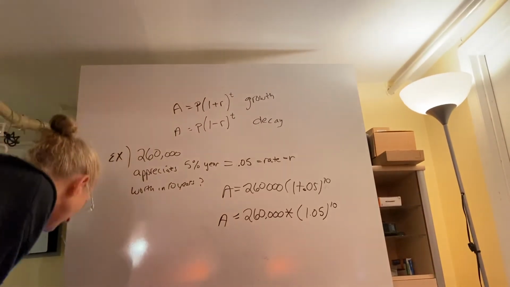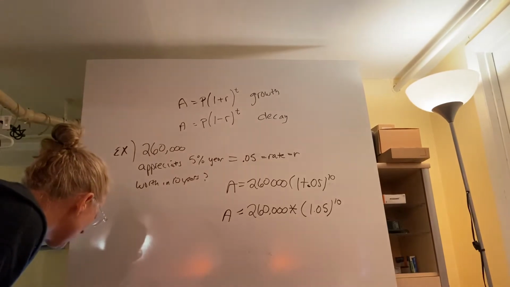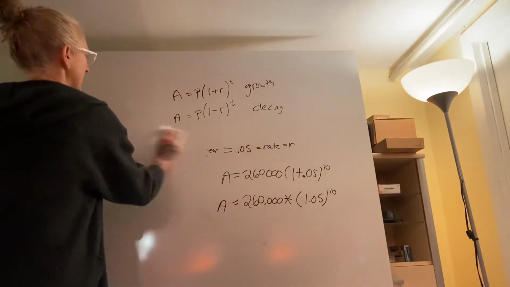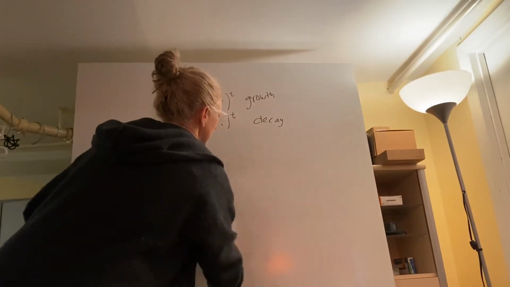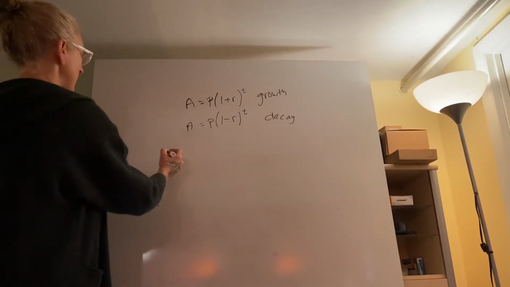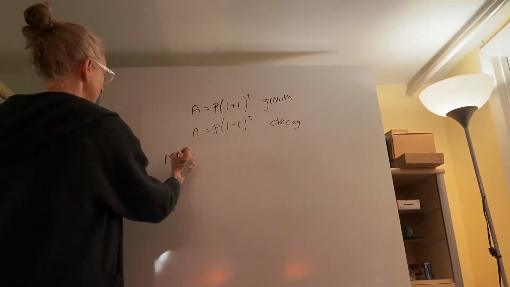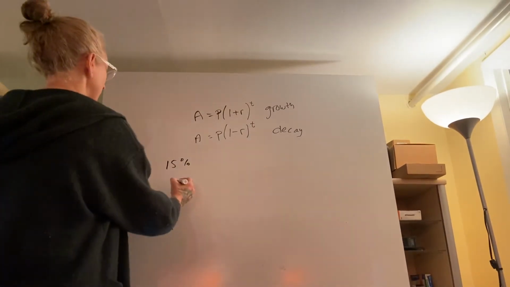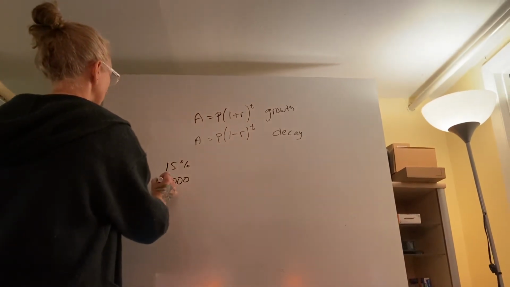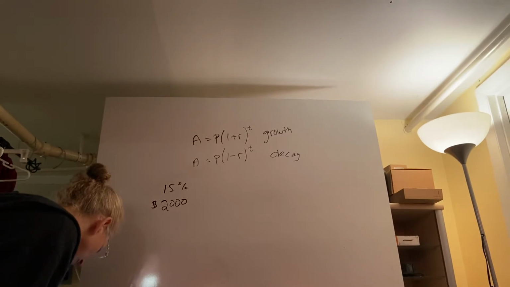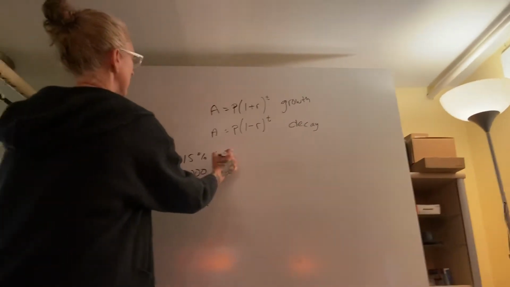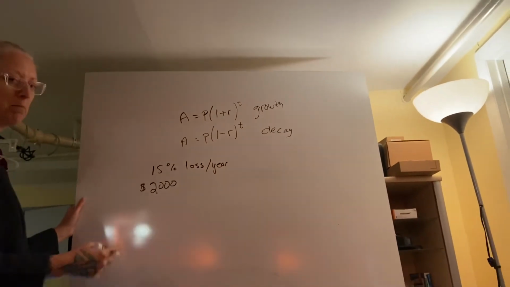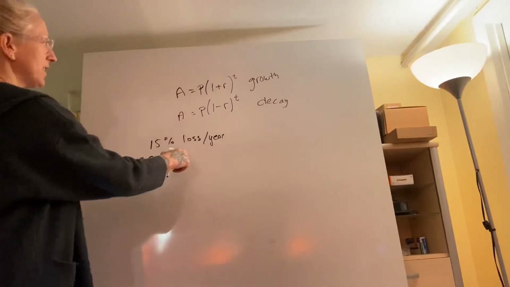The next one talks about hair, and he's losing 20% of his hair. So let's do an example for the next one, where it's going to be a decay function. So the decay function, let's say someone is losing 15% of their money, okay? And they have, let's say, $2,000. And they're losing 15% a year. It doesn't matter if it's money, if it's hair on your head, whatever, okay? So this is a decay function.